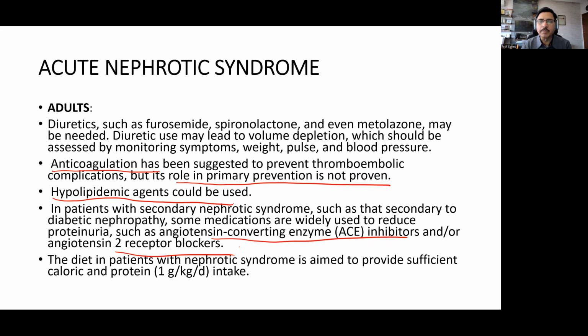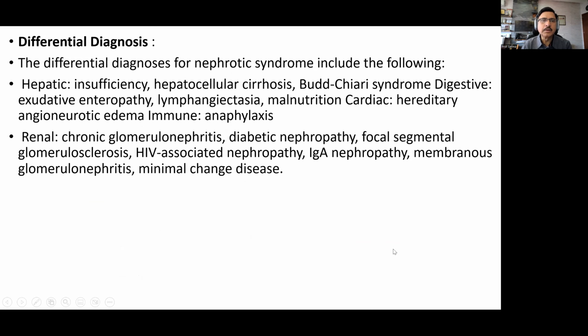Diet, already we have seen: 1 gram of protein per kilogram body weight and 3 grams of salt per day. Differential diagnosis. The differential diagnosis includes hepatic causes like hepatic insufficiency, hepatocellular cirrhosis, and Budd-Chiari syndrome. The digestive causes include exudative enteropathy, lymphangiectasia, malnutrition. And cardiac causes include hereditary angioneurotic edema and anaphylaxis. Renal causes include chronic glomerulonephritis.